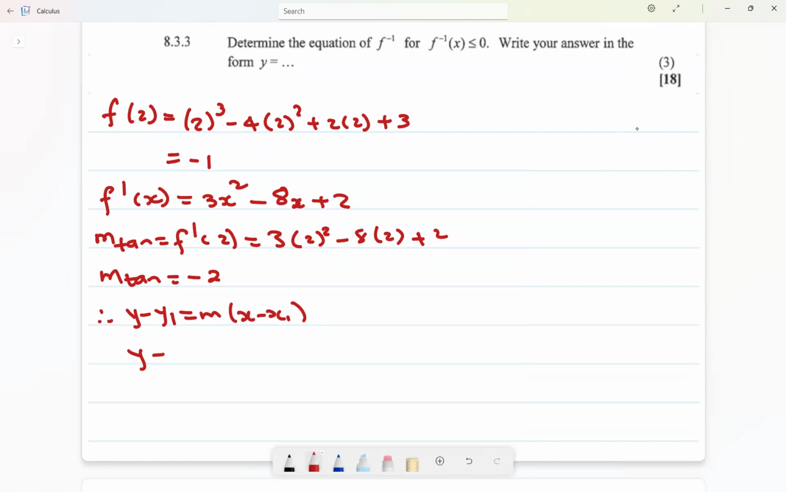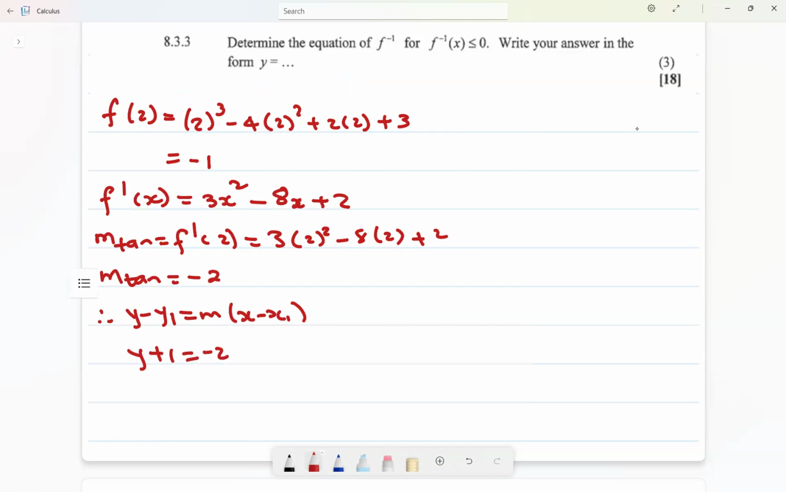Let me repeat. It's 8 minus 16 plus 4 plus 3. This is negative 8. Negative 8 plus 4 is negative 4. Negative 4 plus 1, yeah. So it's going to be y minus negative 1, so it's just y plus 1.